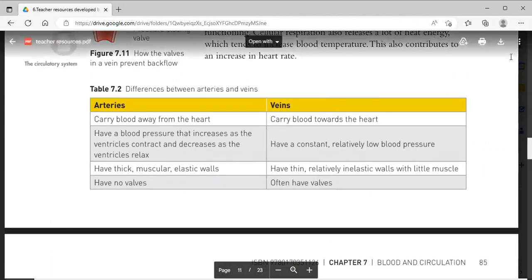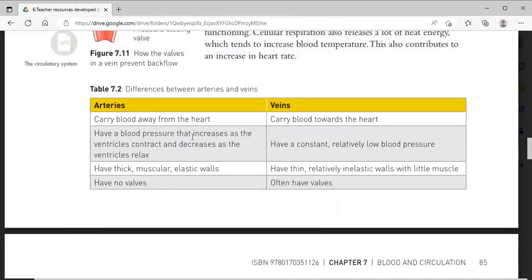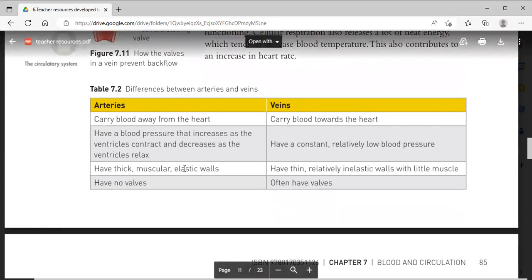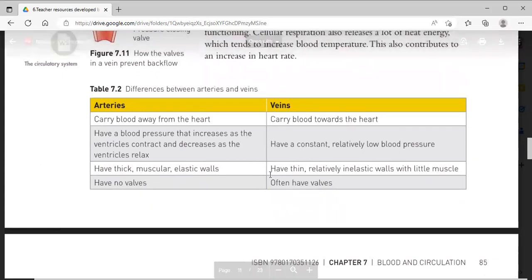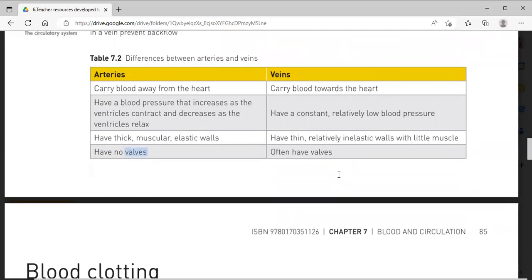So these are the differences between the arteries and the veins. Arteries carry blood away from the heart, and veins carry blood towards the heart. The arteries have blood under pressure, and it increases as the ventricle contracts and decreases when the ventricle relaxes, and the veins have a constant, relatively low pressure. Arteries have thick muscular elastic walls because उसके अंदर pressure में खून जा रहा है, तो वो muscular होती हैं, and relatively inelastic little muscle होती हैं vein में. The arteries have walls, the veins too.